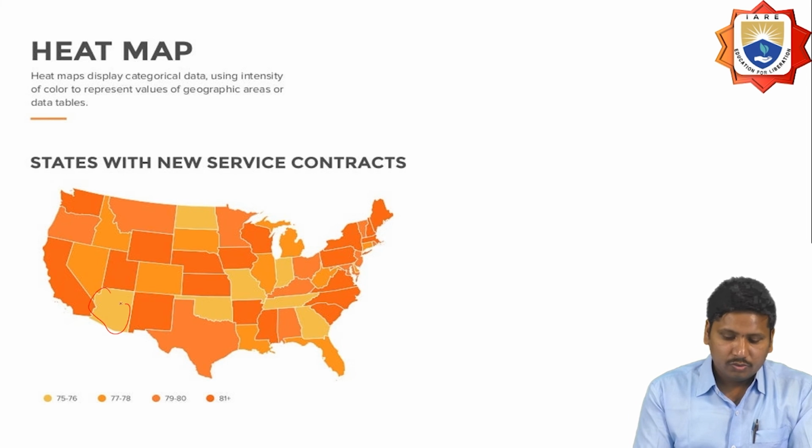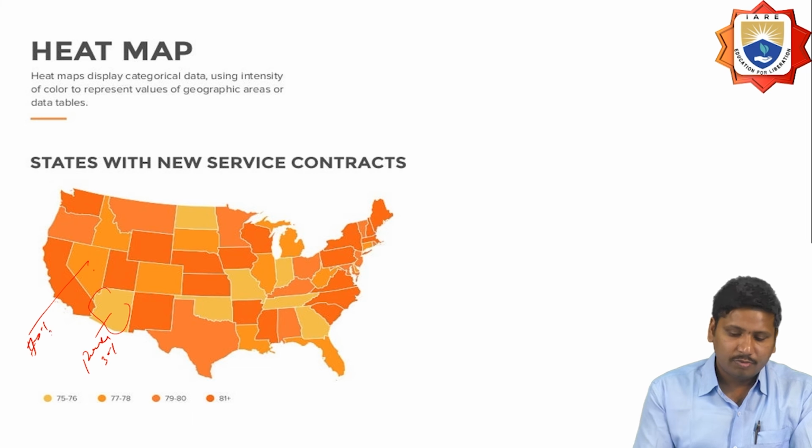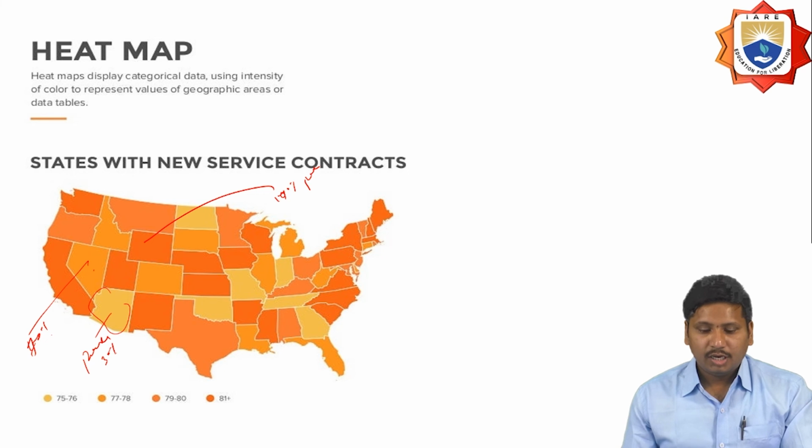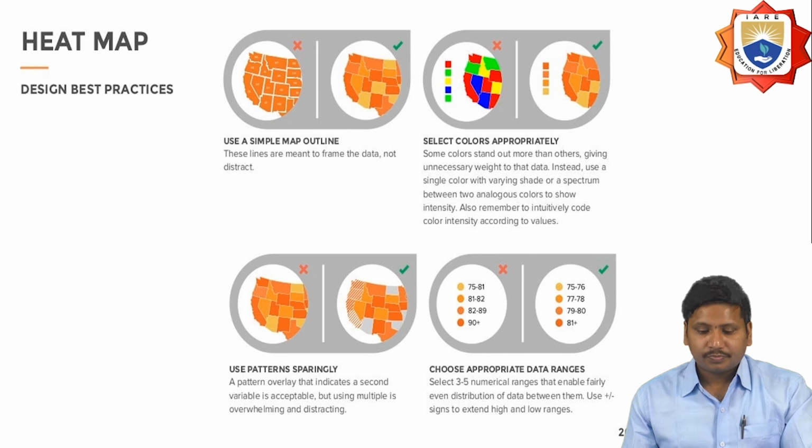So very light yellow means very little petroleum is available here, and the next color, light orange, shows a little bit more petrol. Suppose 30% of petroleum is available, 70% of petrol is available, and very dark orange represents 100% of petroleum available here. So if I want to show that kind of map, then I have to make use of heat maps. Heat maps always display categorical data, and based on the intensity of the color we represent the geographic areas and data tables.